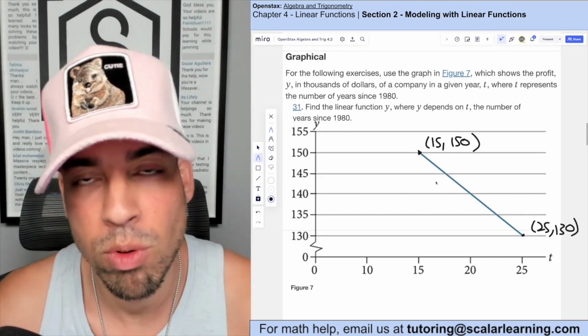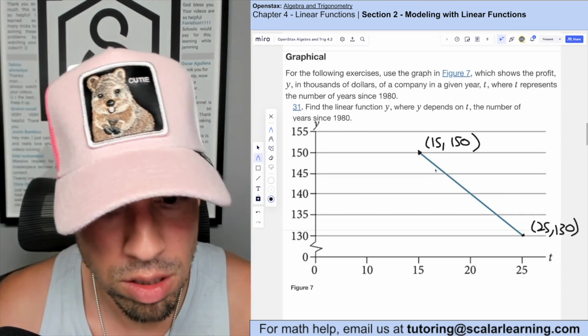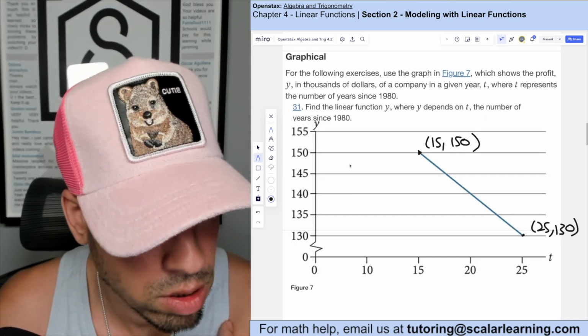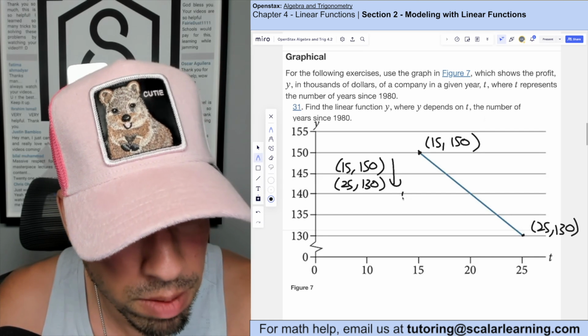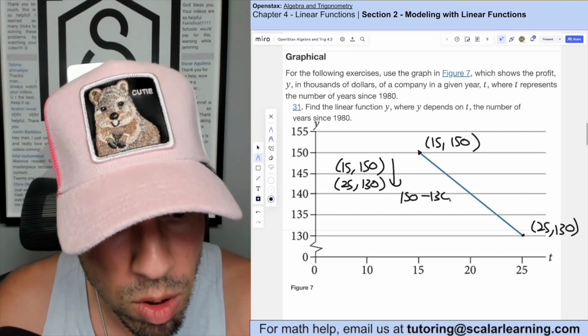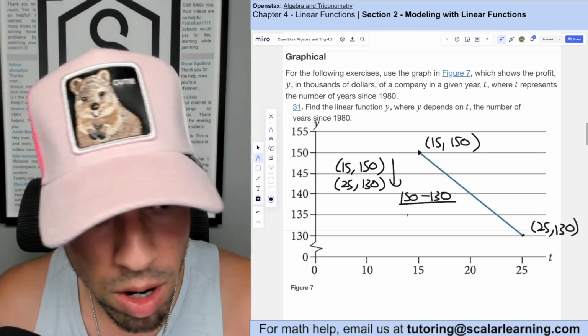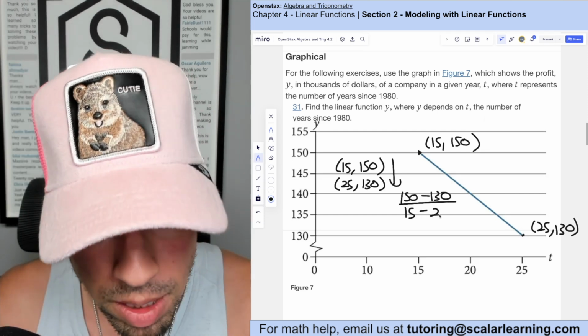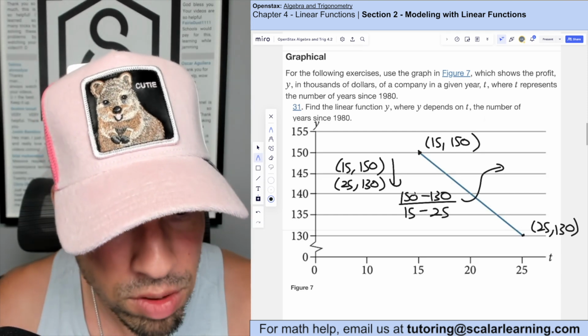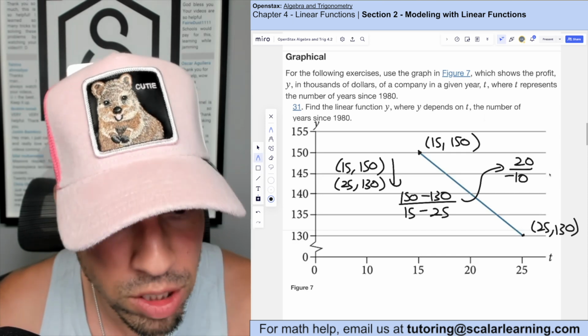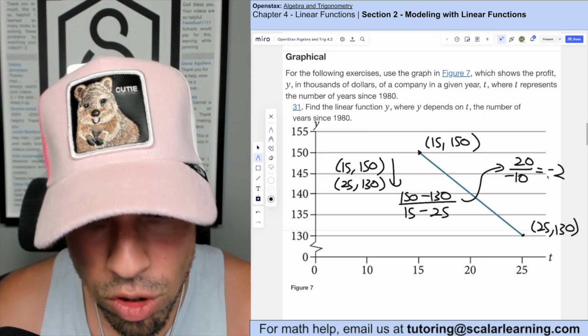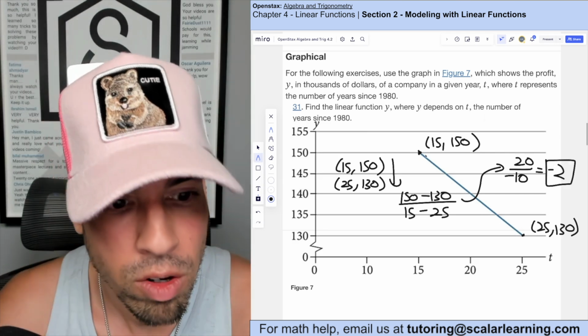So again, when we have 2 points, we can start by calculating the slope. So let's do that. We're going to stack the coordinates. And then we're going to subtract down, the difference of the y's first. So 150 minus 130 on top, over the difference of the x's. Again, rise over run, right? 15 minus 25. And that gives us 20 over negative 10, which simplifies down to negative 2. So there's my rate of change, there's my slope. Okay, and that makes sense.